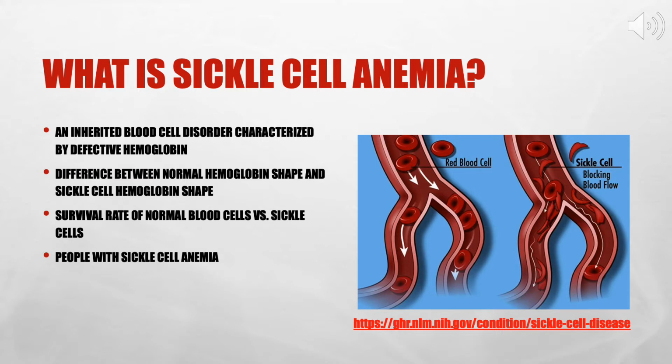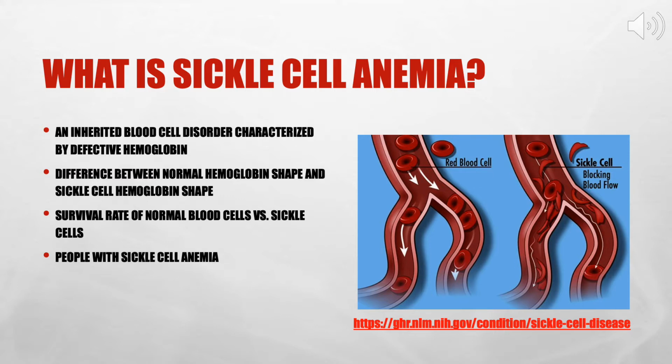These clusters then cause blockages, stopping the movement of healthy and normal oxygen-carrying blood cells. As seen in this picture, on the left side are the normal, healthy red blood cells moving through the vessels, and on the right side, you can see that there are sickle cells mixed with red blood cells, and you can see there is a blockage caused by the cluster of sickle cells. You can also see the difference in the shapes of the two.